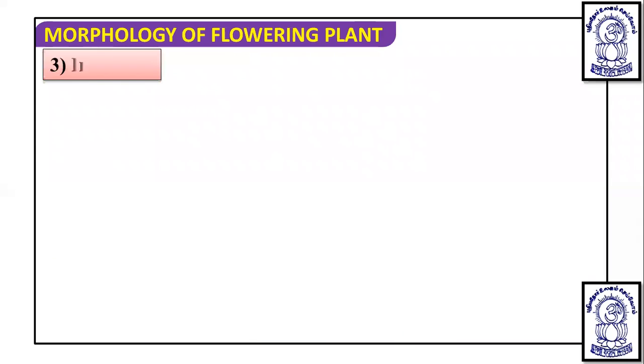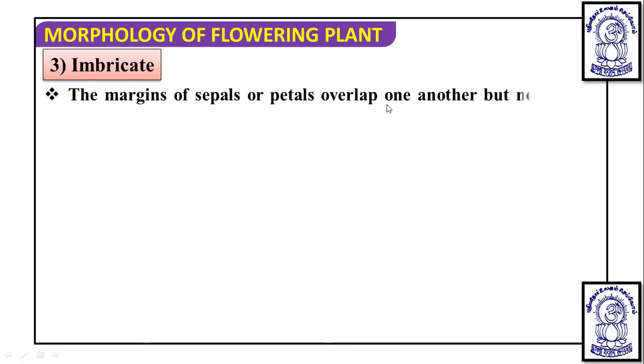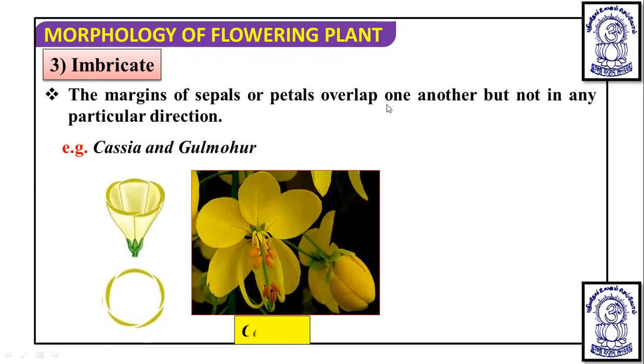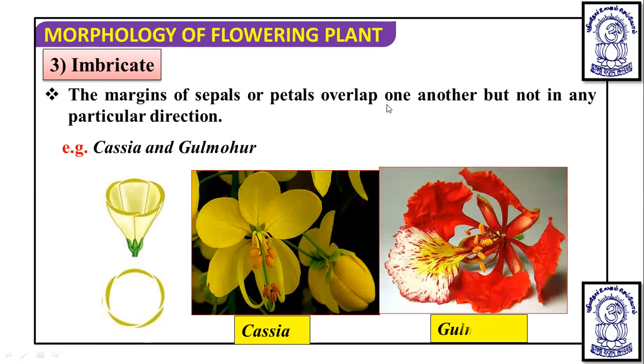Now we are going to talk about the third type of estivation, that is imbricate. Now if you talk about this imbricate, you will see that the margins of sepals or petals overlap one another but not in any particular direction. Here you are not going to see any particular direction. And this type is seen in case of the cassia or gulmohar. This is the cassia, this is the gulmohar.